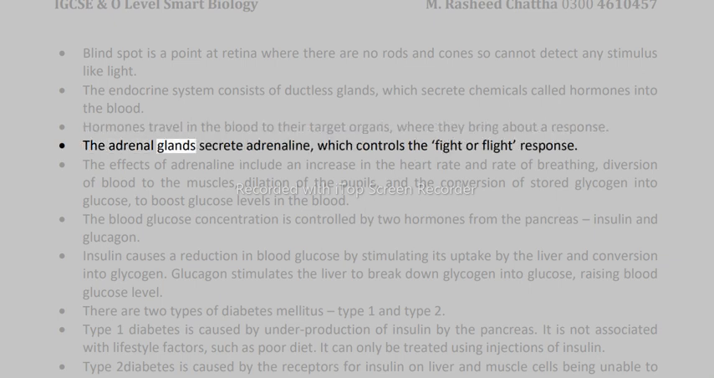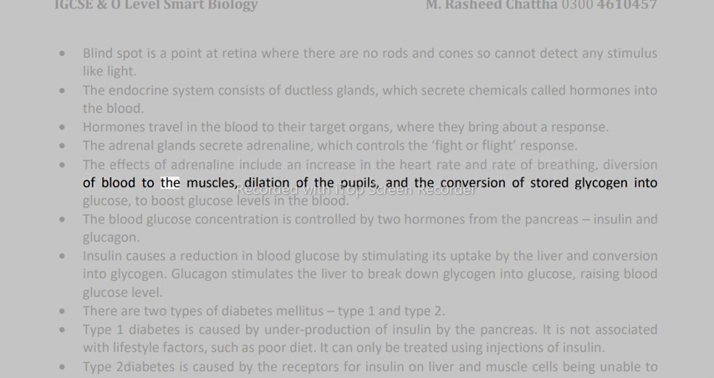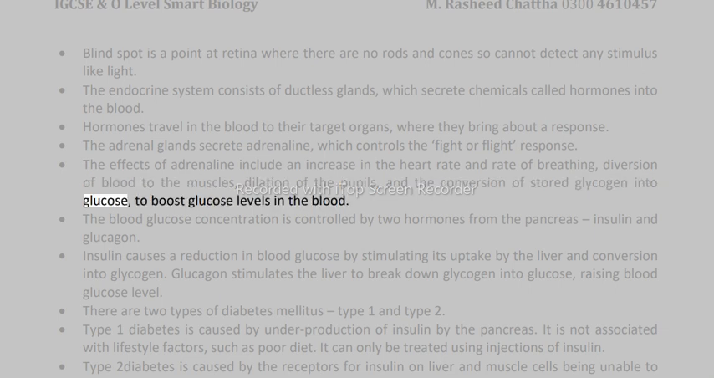The adrenal glands secrete adrenaline, which controls the fight or flight response. The effects of adrenaline include an increase in the heart rate and rate of breathing, diversion of blood to the muscles, dilation of the pupils, and the conversion of stored glycogen into glucose, to boost glucose levels in the blood.